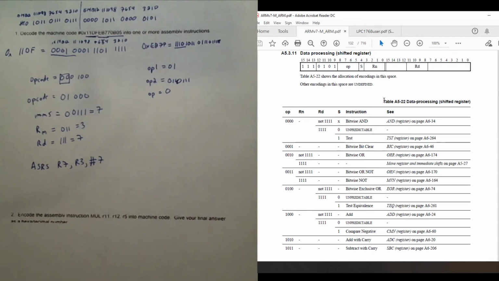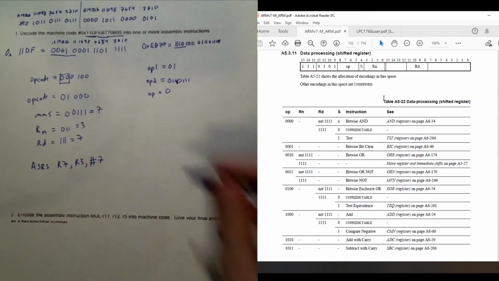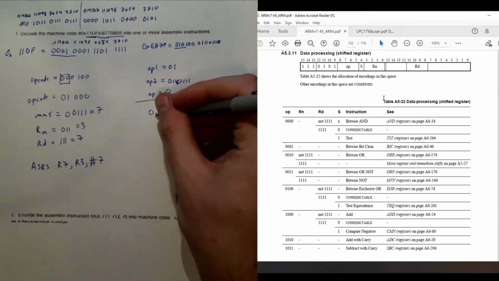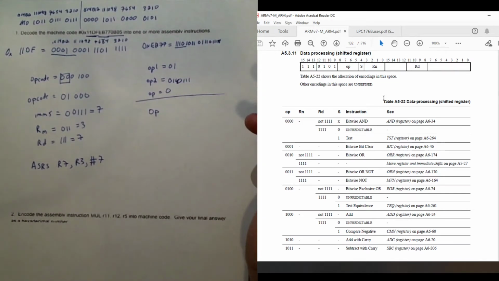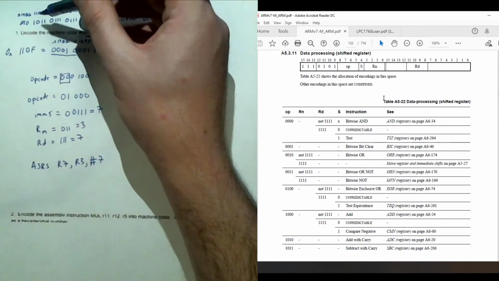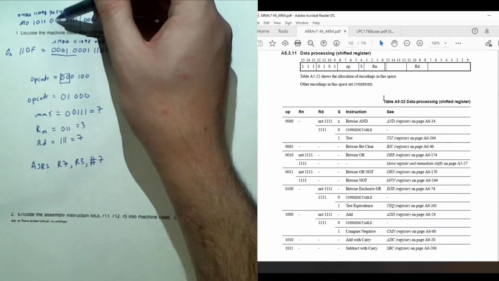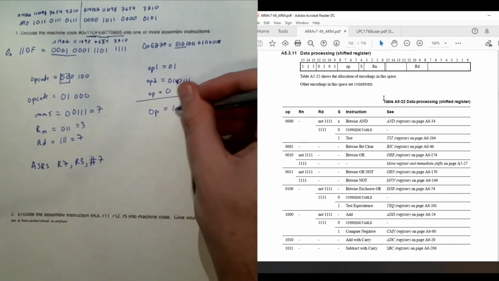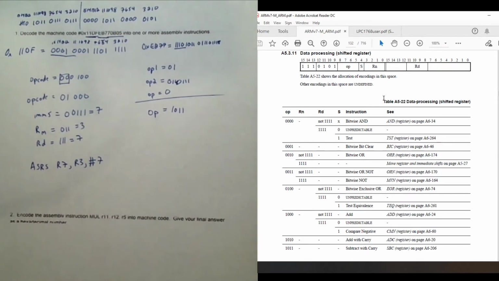Okay, so this gets us to our next set of encodings here. And now we have to look at the bits here to figure out what we have to do next. So let's look at what our new op is. Our new op is going to be bits 8, 7, 6, 5 of the first 16 bits. So let's see, that's 1, 0, 1, 1. And that actually gives us our answer right away this time.